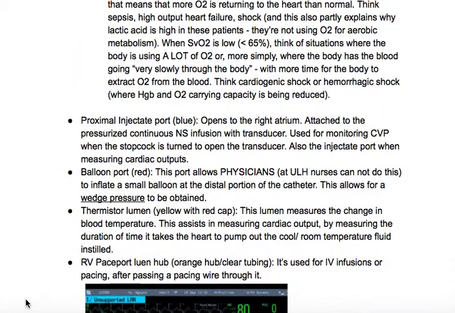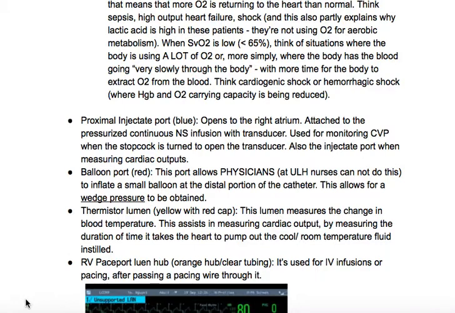That is the lumen that measures the change in our blood temperature. So this also assists in measuring that cardiac output by measuring the duration of time it takes for the heart to pump out the cooler room temperature fluid. Like I said a second ago, that blue port is where we inject the solution, and the thermistor lumen is what assists in helping us measure the temperature of that fluid in the heart to help determine the cardiac output.